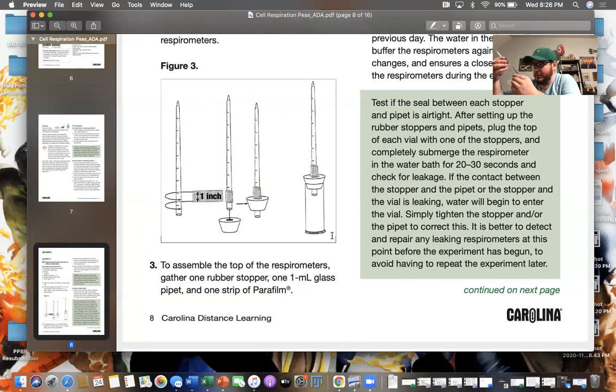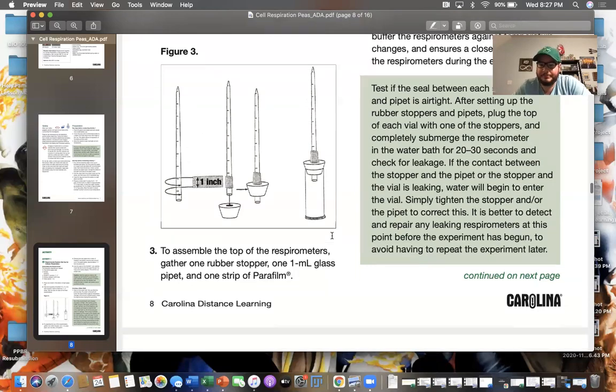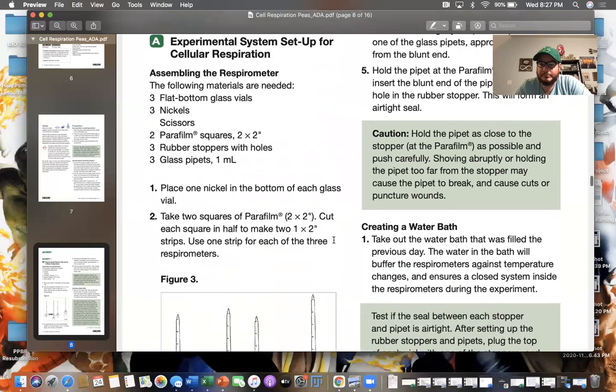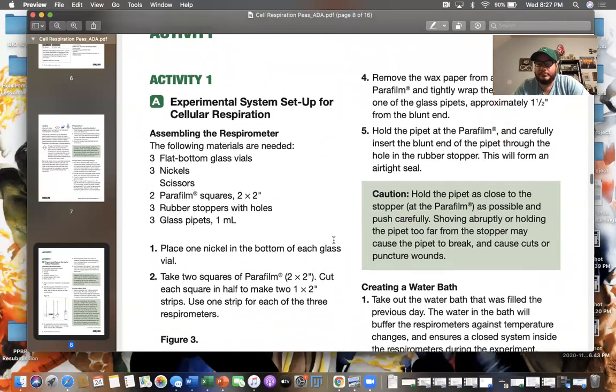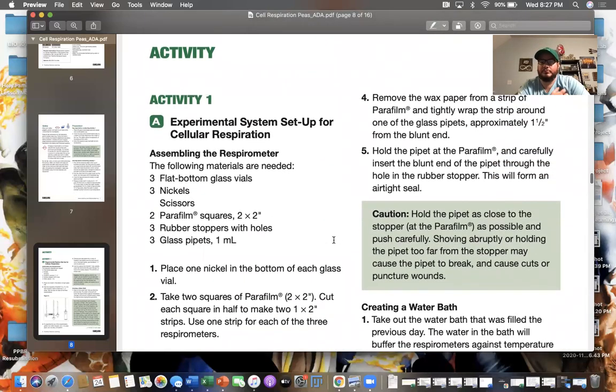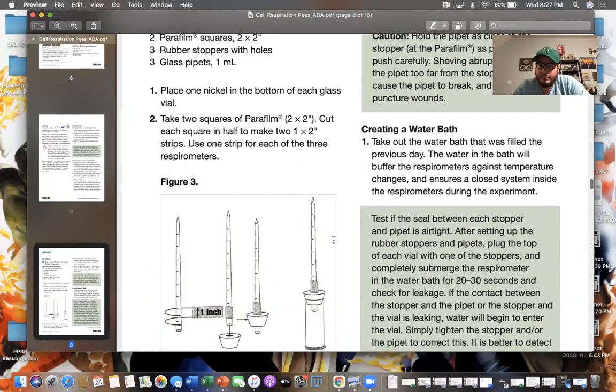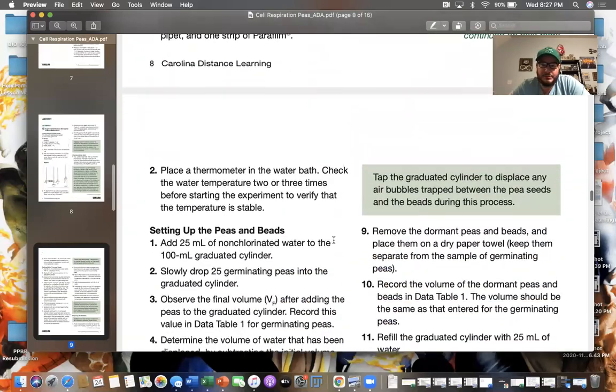So there is, let's see, I'm actually correct here. Yes, there is no water in the vial. So this is good. Okay. So we have one that is good. All right, so the seal is good.